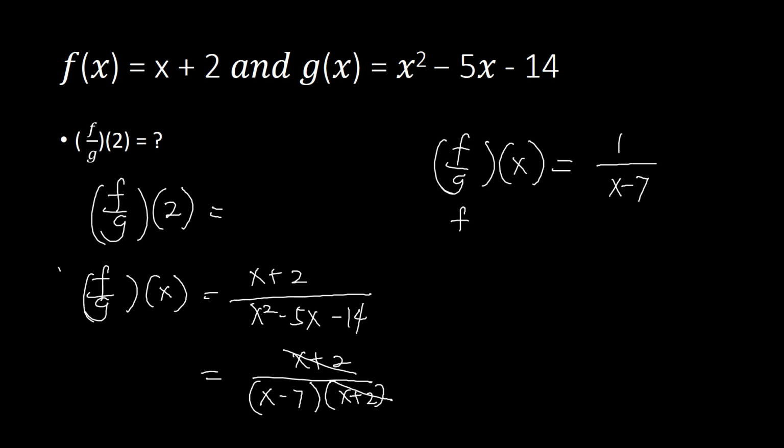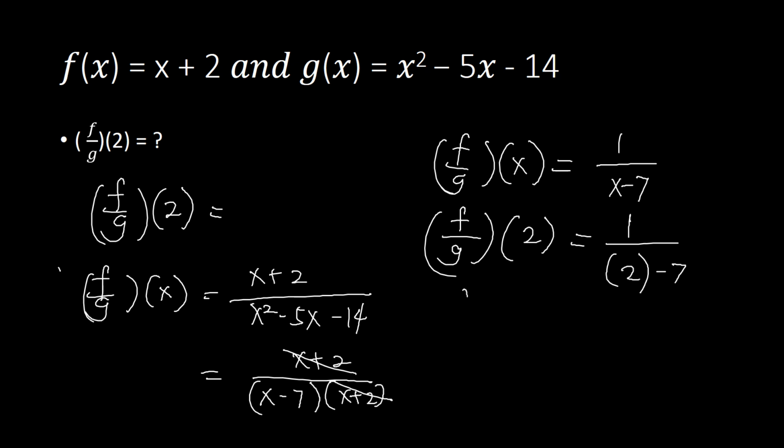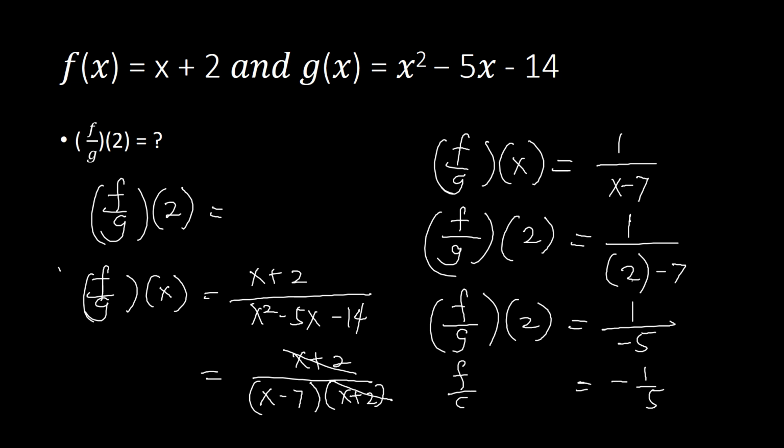Then we try to evaluate our result, in which we are replacing x here by the input value, which is 2. So this is 2, this is 2. Our f over g of 2, that will be equal to 1 over 2 minus 7, that's negative 5, or that is simply equal to negative 1 over 5. So that is our f over g of 2.